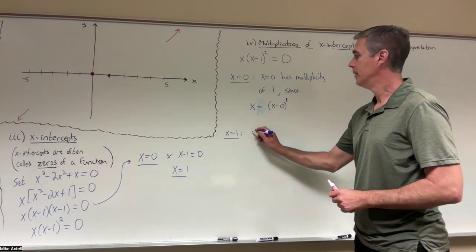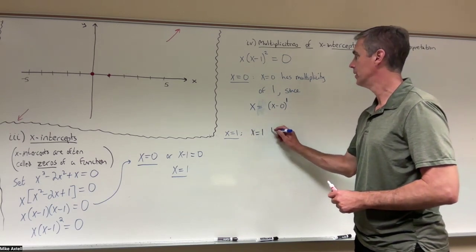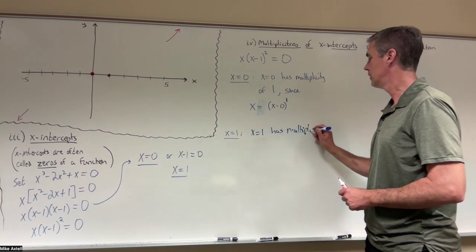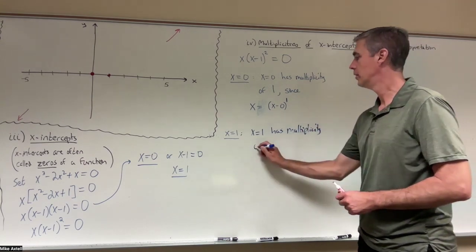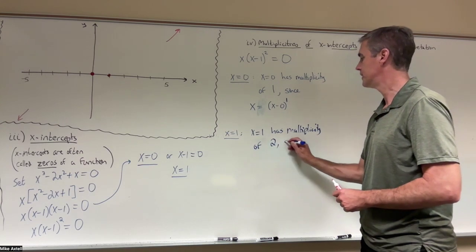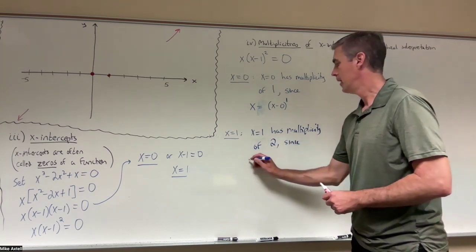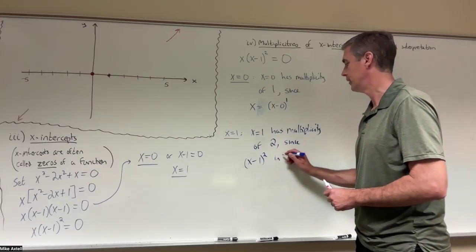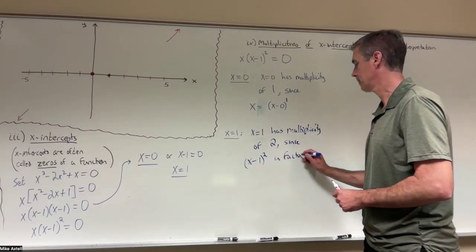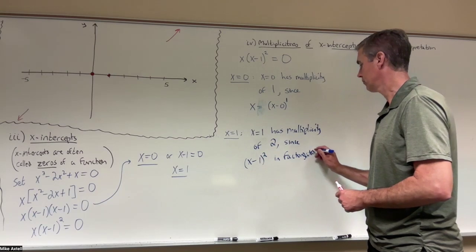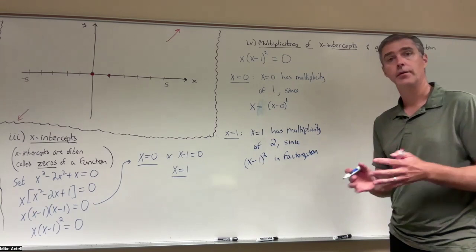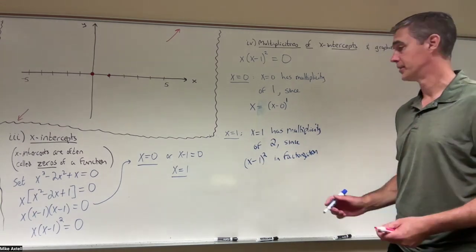x equals 1 has multiplicity of 2, since we had (x minus 1) squared in the factorization. Okay, great. So what? Well, here's what we can do with these multiplicities.